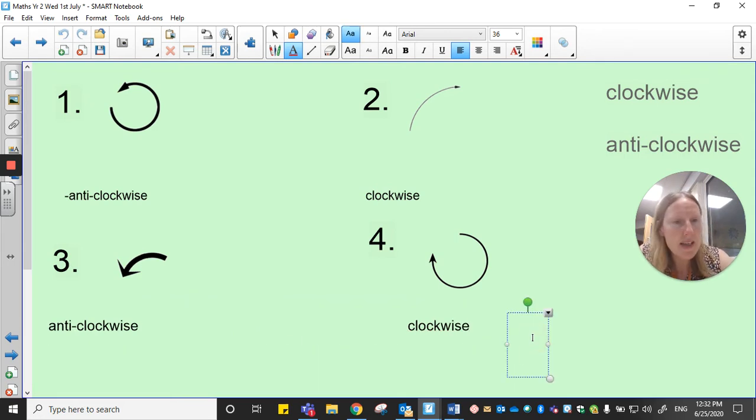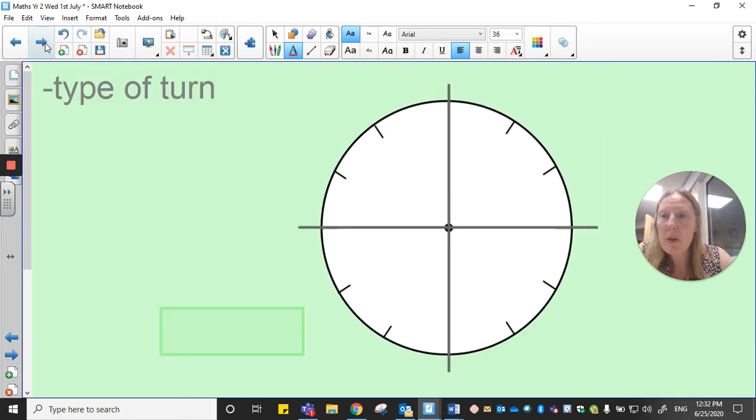Okay, give yourselves a tick if you got that right. If not, you might want to pause at this point and do, if there's somebody else at home, see if you do a little bit together, test each other. Okay, let's move on if you're ready to.